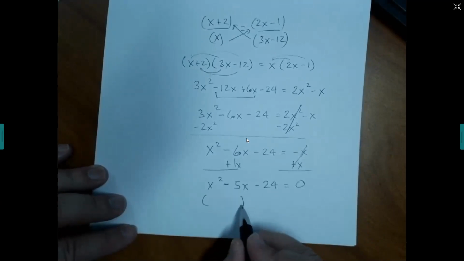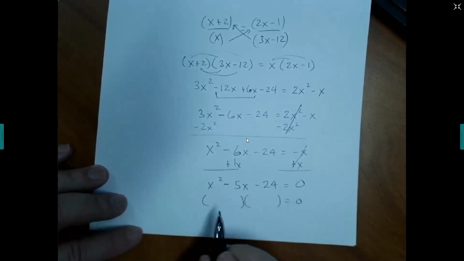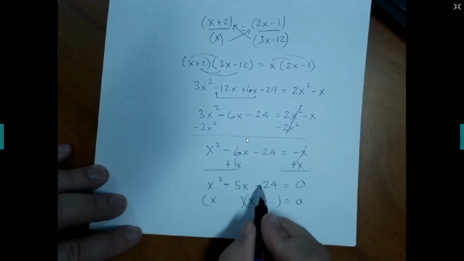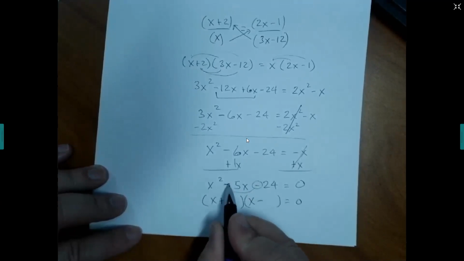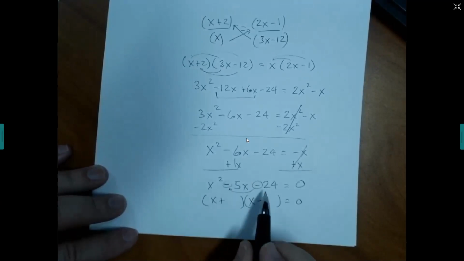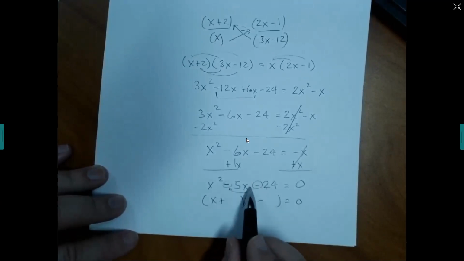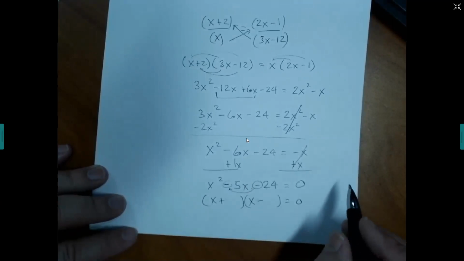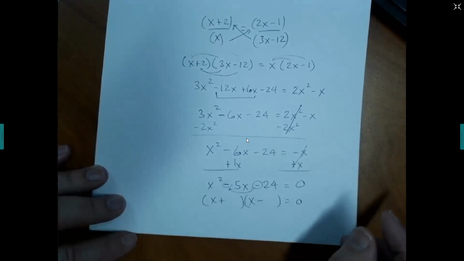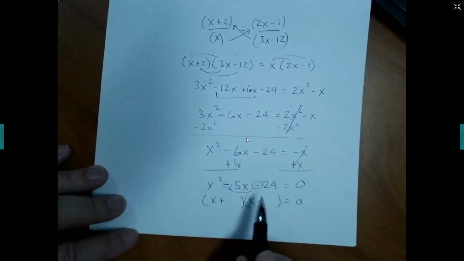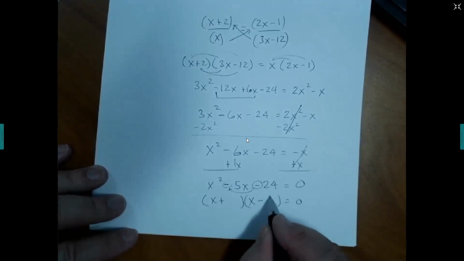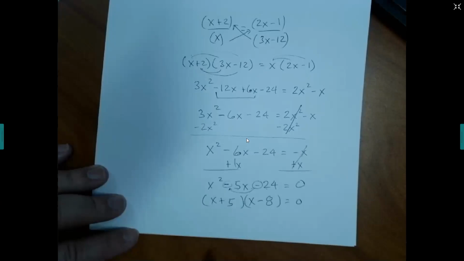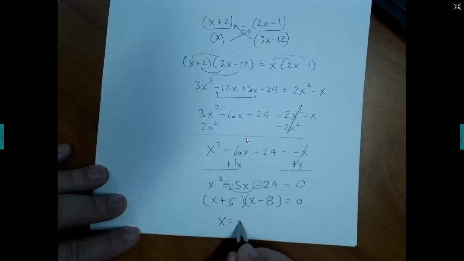Now let's factor this. x and x. The second sign is a negative, so one's a plus, one's a minus. The bigger number is negative. What times what is 24, and when you subtract them, you get 5? 8 times 3 is 24, and 8 minus 3 is 5. So 8 goes to the negative, 5 goes to the positive... 3 goes to the positive. So x is equal to negative 3. x is equal to 8.